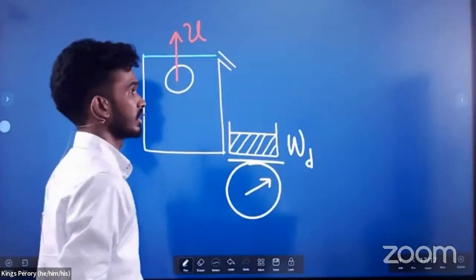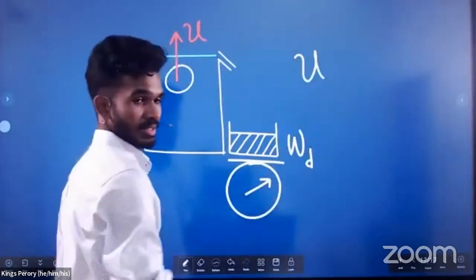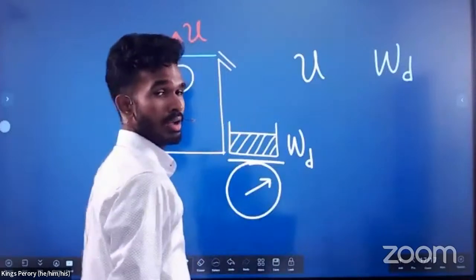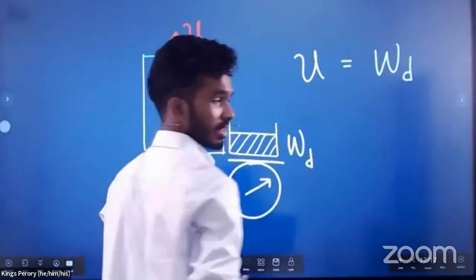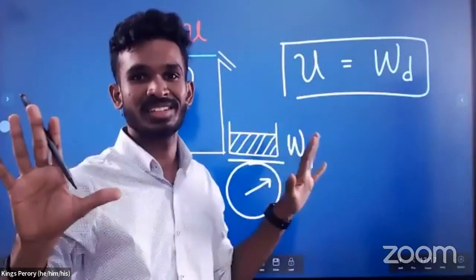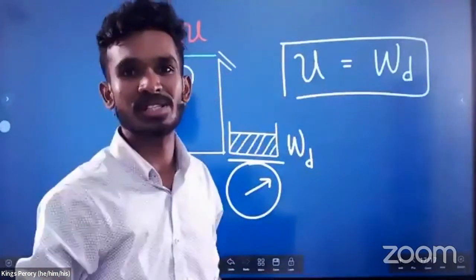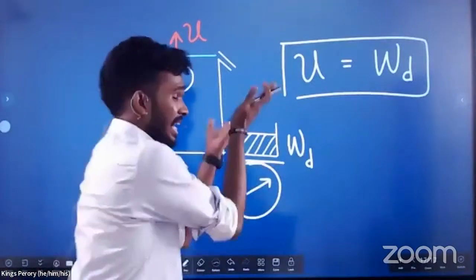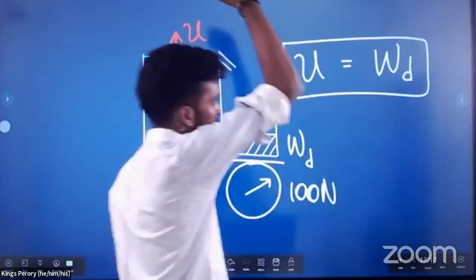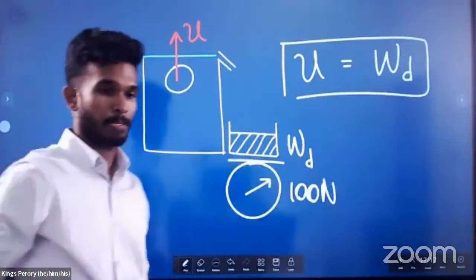Remember, the upthrust and the weight of the displaced fluid are equal. They both are equal. Not magic. This is what Archimedes' principle tells. That means, let's say you measure the weight here. If the weight here is 100 Newton, you all tell me, what's the upthrust?